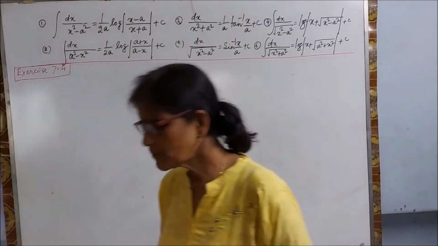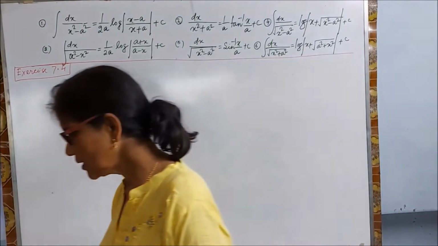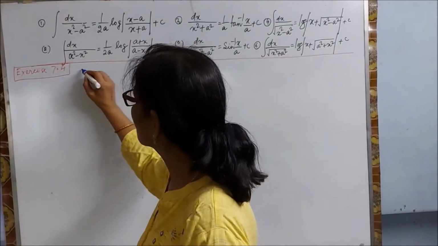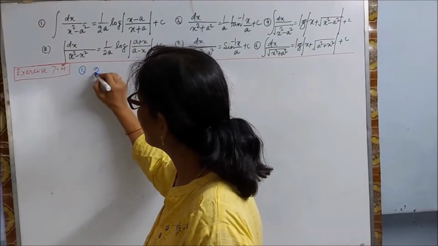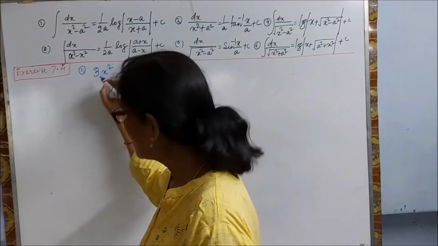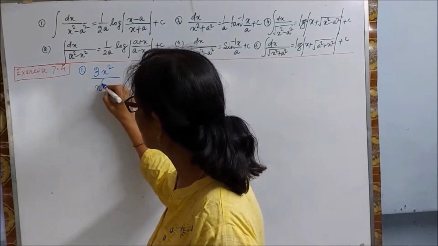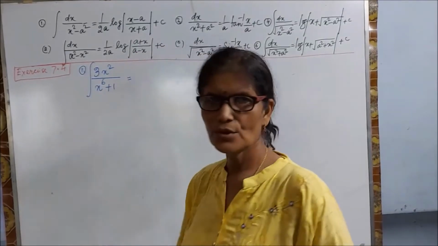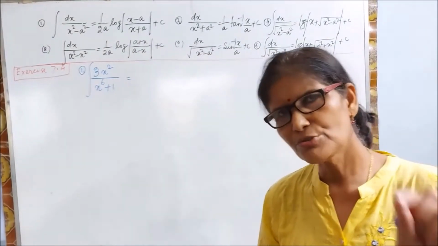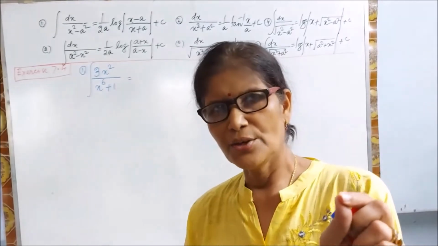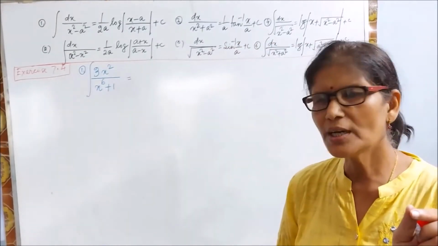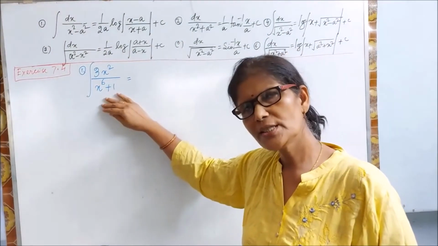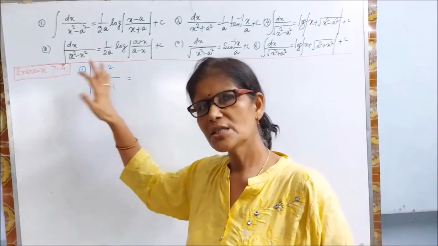Based on these concepts, I will go one by one. First question is 3x square. Question number 1 is 3x square upon x to the power 6 plus 1, integration. You have learned the substitution, you have learned the integral formula, and you have learned the special one. So we have to apply both the things here: one is special, one is substitution.